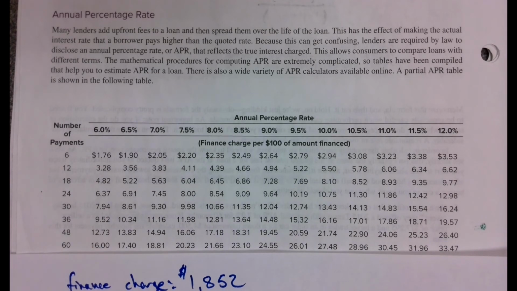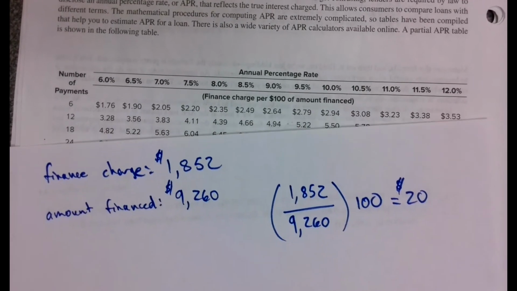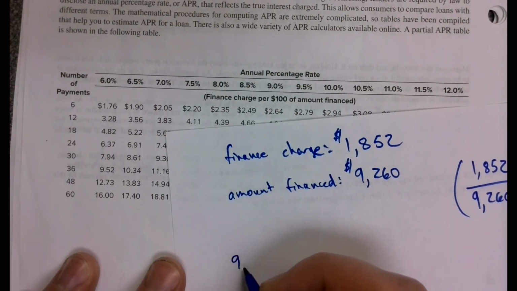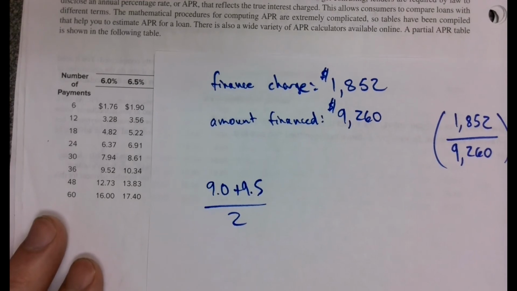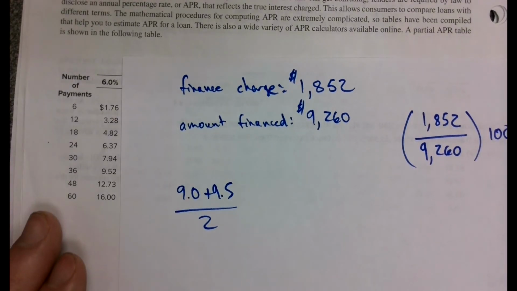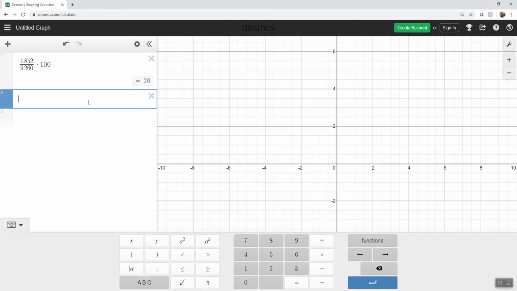What we could do is just say, oh, $20 is almost in the middle of that. So let's just take the 9 and the 9.5, add them together, and divide by 2. In other words, let's calculate the average of that. So back to Desmos, and we do 9 plus 9.5. Notice I put parentheses, divided by 2. So we're going to call this a 9.25 APR.